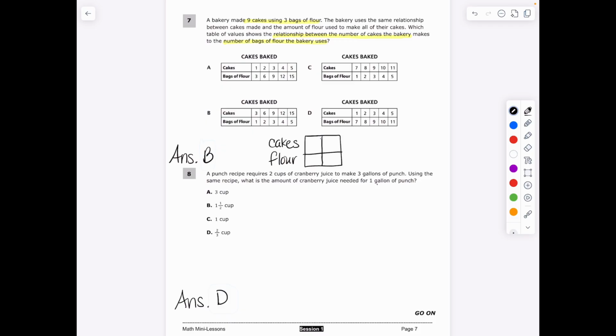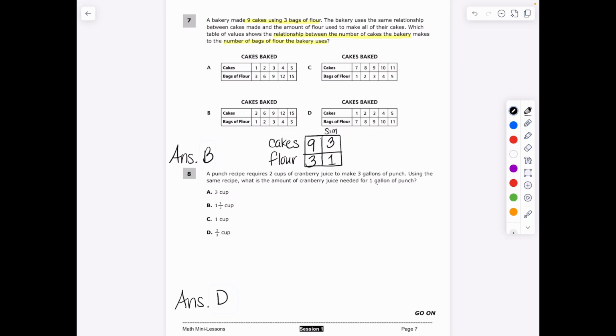And we know that he can make 9 cakes with 3 bags of flour. That's my ratio, but that's not a ratio in simplest form. I can actually simplify this ratio into 3 over 1. And I prefer that one because I might have a bakery that's using the same relationship, but in a smaller number of cakes.